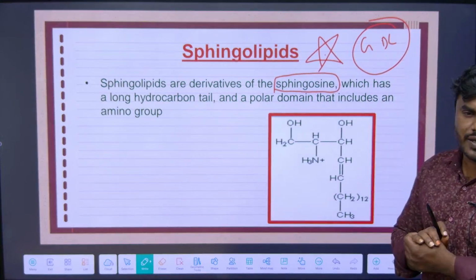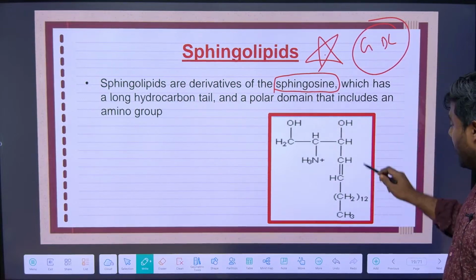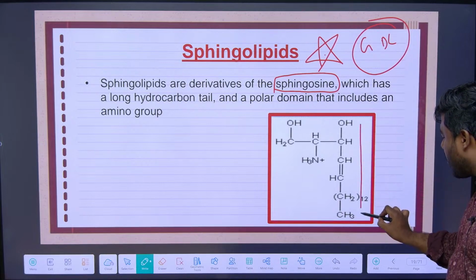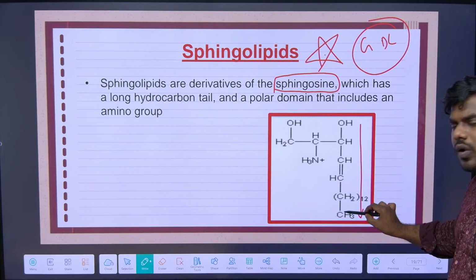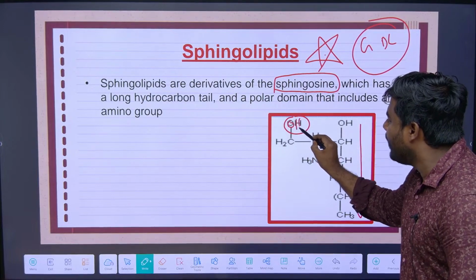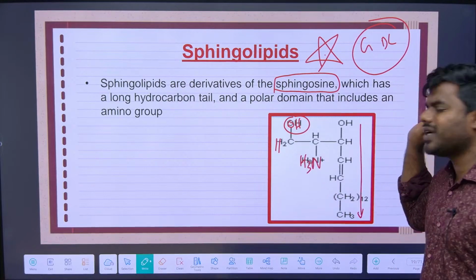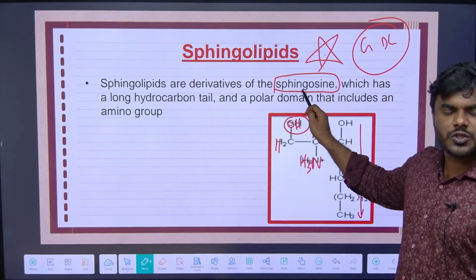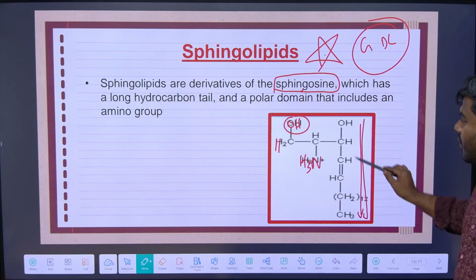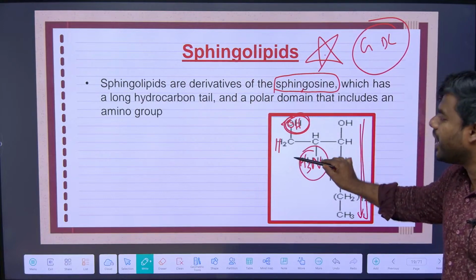What is sphingosine? How can I define sphingosine? Everyone observe. When you look into sphingosine, it contains a long hydrocarbon chain, nothing else is present, hydrocarbon with a polar domain with an amino group. That's all. How can I define the word sphingosine? Sphingosine is a long hydrocarbon tail with a polar domain which is associated with an amino group.